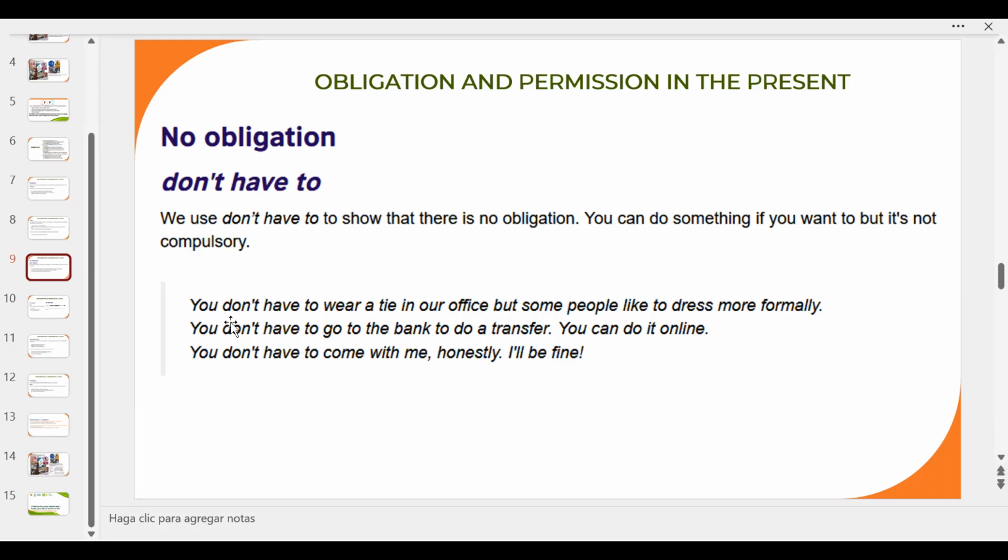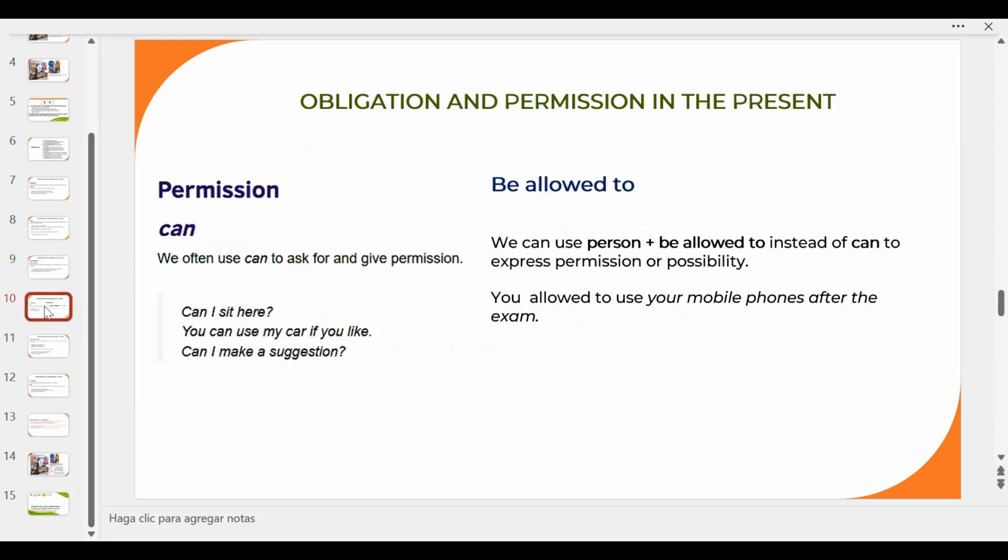dress more formally. If you don't have to wear a tie, that means if you put the tie on, it's okay. If you don't put it, it's perfectly fine. So let's be careful when we use don't have to as a way to talk about something that is not an obligation. If it is third person, which is going to be the auxiliary, doesn't have to.